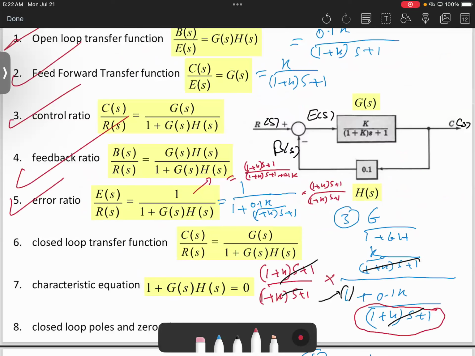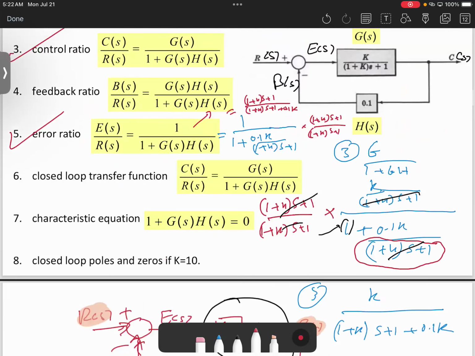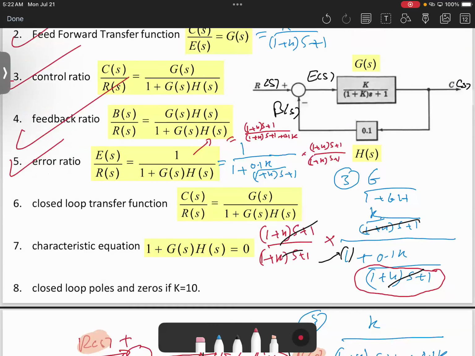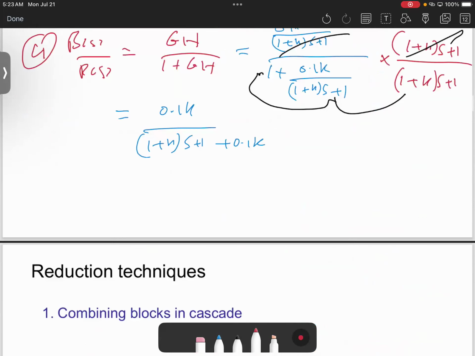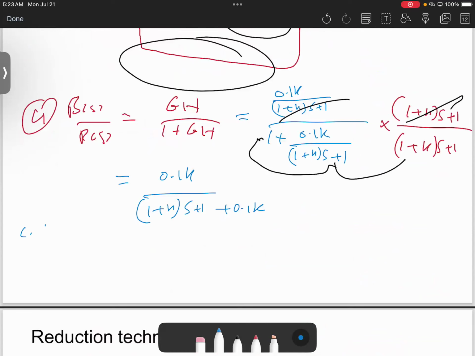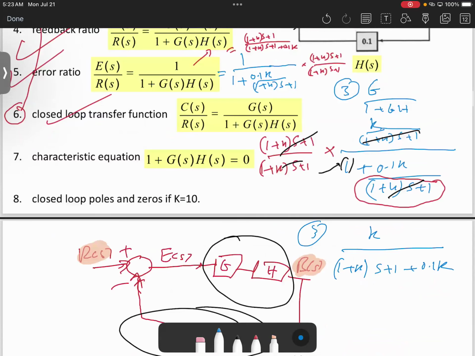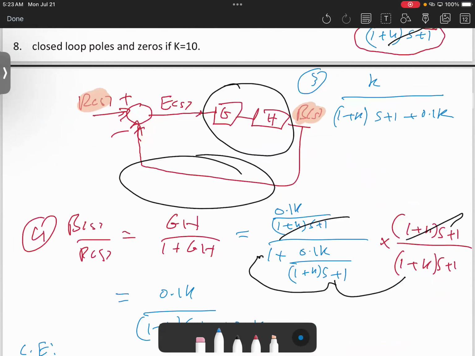The next thing, the closed loop transfer function, C of S over R of S. We already did this before. 6 and 3 are exactly the same, C of S over R of S. Then it's all right. The next thing, the characteristic equation. Basically, recall that the characteristic equation comes from the closed loop transfer function. Where is it? This is the closed loop transfer function.